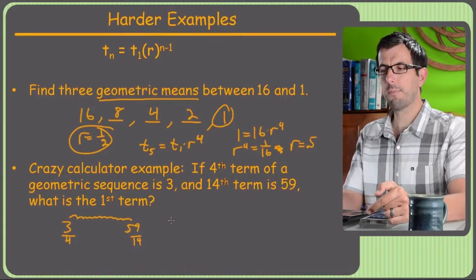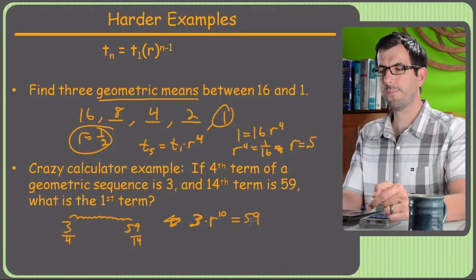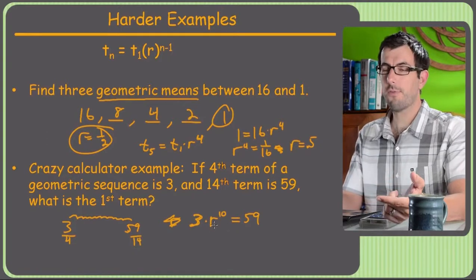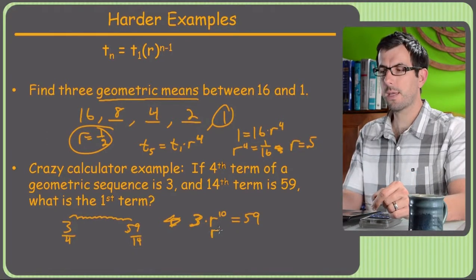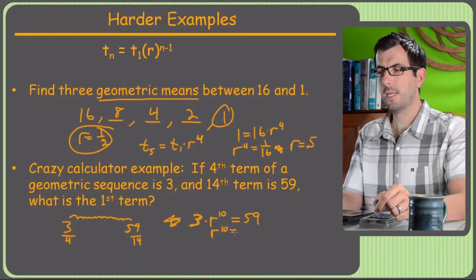But since it's geometric, that doesn't mean that 10r equals that difference. That means that I took 3, the 4th term, and I had to multiply by r to the 10th in order to get 59, because 14 minus 4 is 10. So at this point I can solve for r. Divide both sides by 3, so r to the 10th equals 59 over 3. And then I have to raise that to the 1/10 or the 0.1.